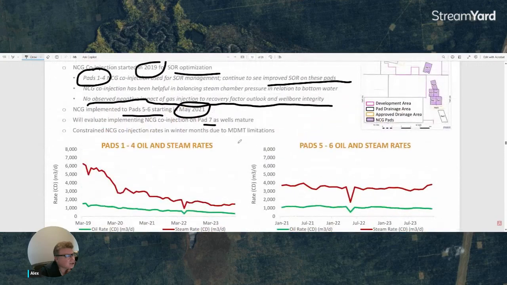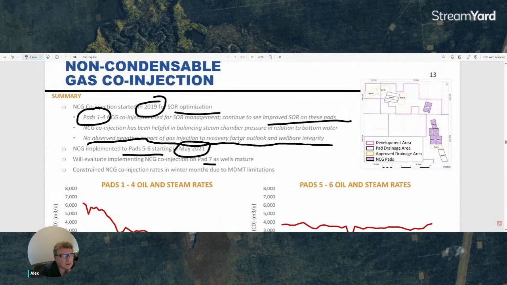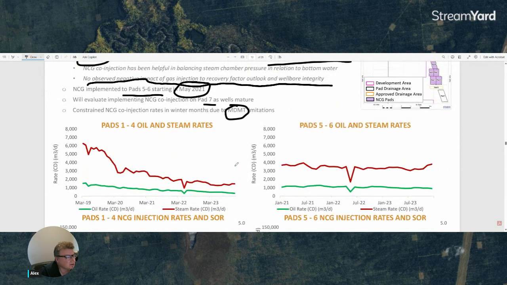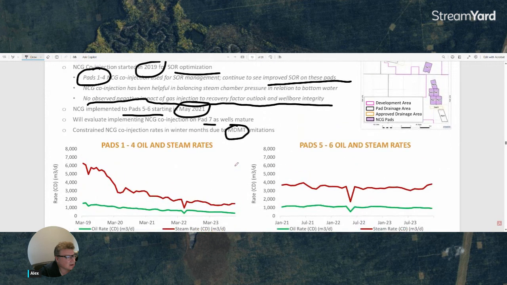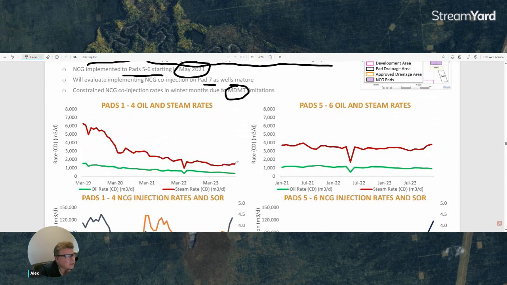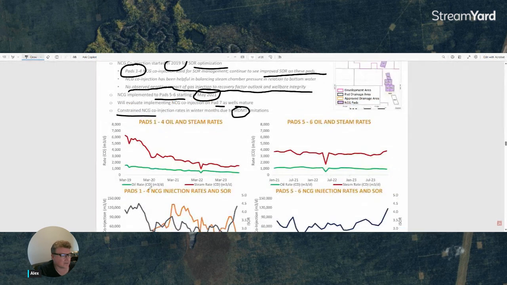MDMT limitations. I don't know what it stands for. MDMT. Maybe management something, downhole management, temperature, right? Let's think about it. Management, downhole. Anyway, you get the idea, right? So in the winter, they're basically constraining NCG co-injection. Maybe they need more enthalpy as they co-inject the stuff.